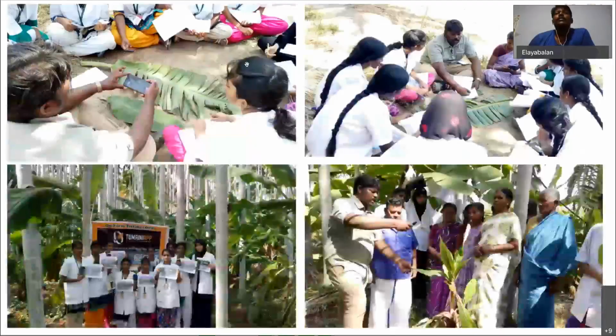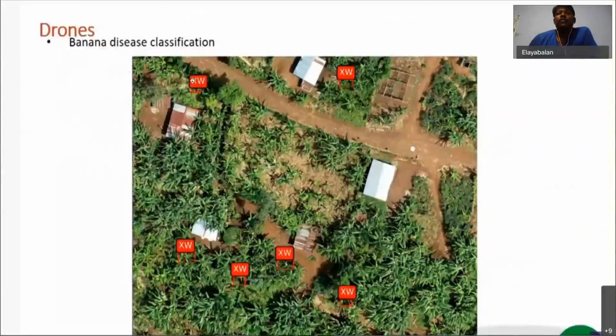If you see this image, wherever it is planted, the other plants are getting healthy. So we can immediately know very well how many bunches are going to be harvested from this month. So yield prediction with the help of healthy classification, that's why we are collecting.